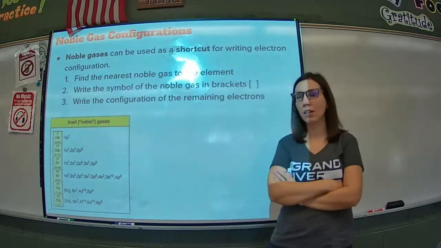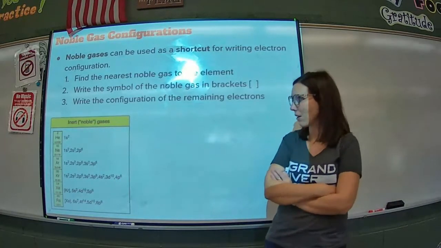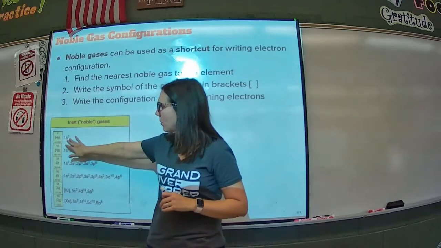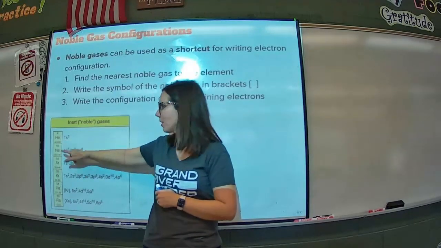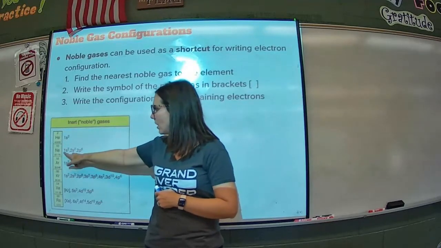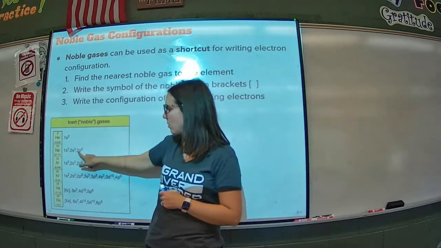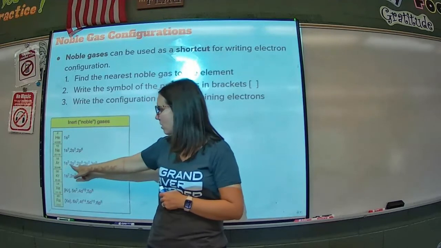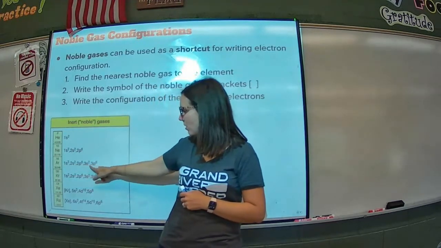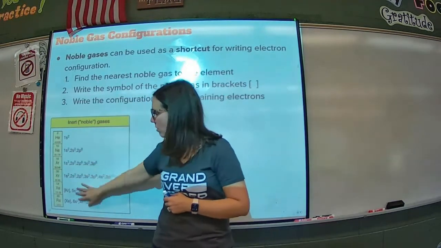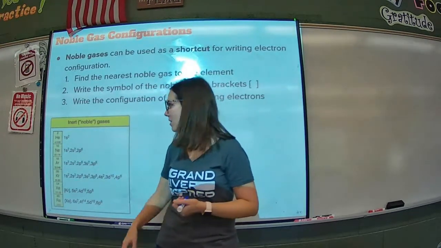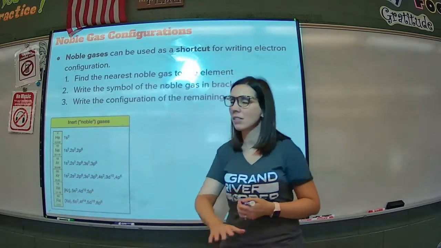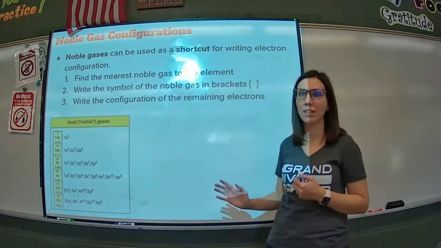The electron configurations for the noble gases are known, right? The electron configuration for the noble gas helium is 1s2, neon is 1s2, 2s2, 2p6, argon is 1s2, 2s2, 2p6, 3s2, 3p6, and so on and so forth. We know the electron configurations for our noble gases, and the reason we choose the noble gases is they're all the way at the end of our periodic table.